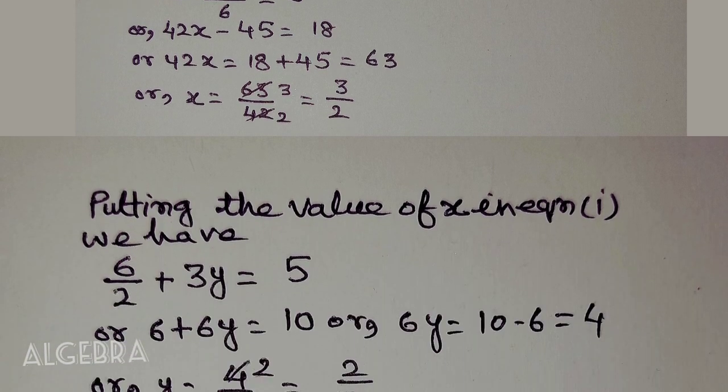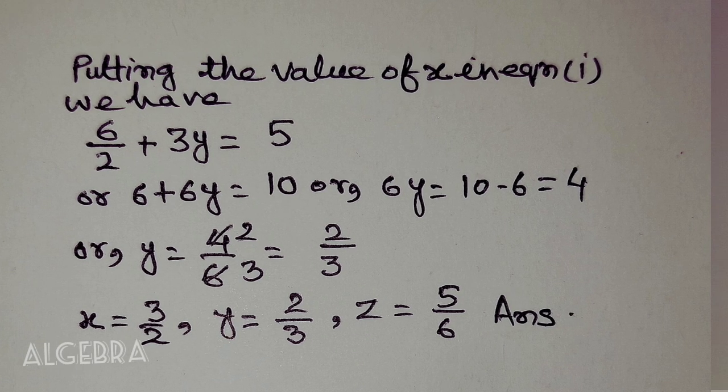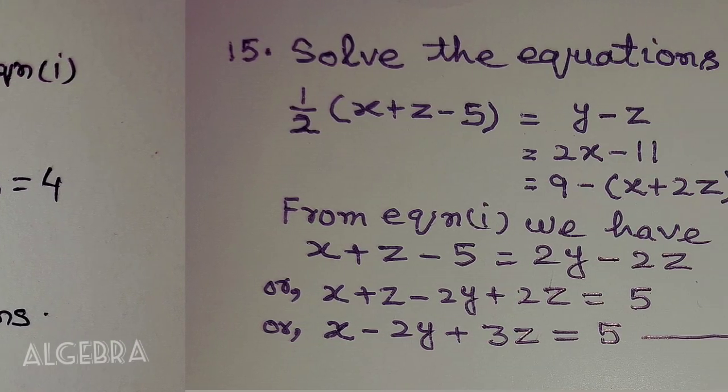Putting the value of x in equation 1, we have 6 by 2 plus 3y is equal to 5, or 6 plus 6y is equal to 10, or 6y is equal to 10 minus 6 is equal to 4, or y is equal to 4 by 6 is equal to 2 by 3. So x is equal to 3 by 2, y is equal to 2 by 3, and z is equal to 5 by 6. Answer.